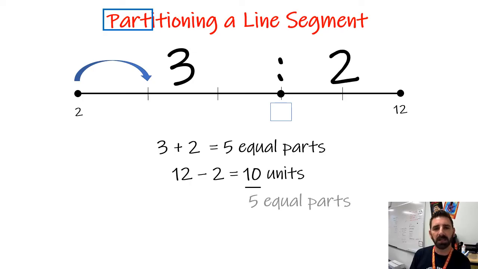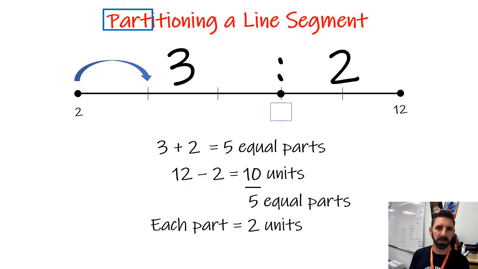And so if I divide that by the number of equal parts that I know exist here, remember we got a 3-to-2 ratio, we add those two numbers together, there's 5 equal parts. So if we take the 10 units and divide those by the 5 equal parts, then each part has to represent 2 units on our number line.